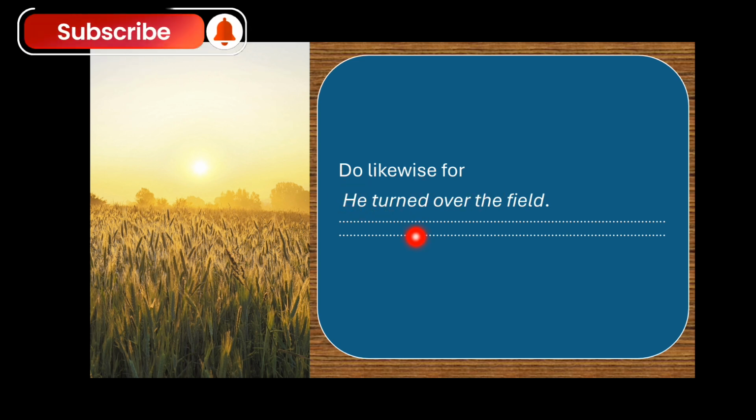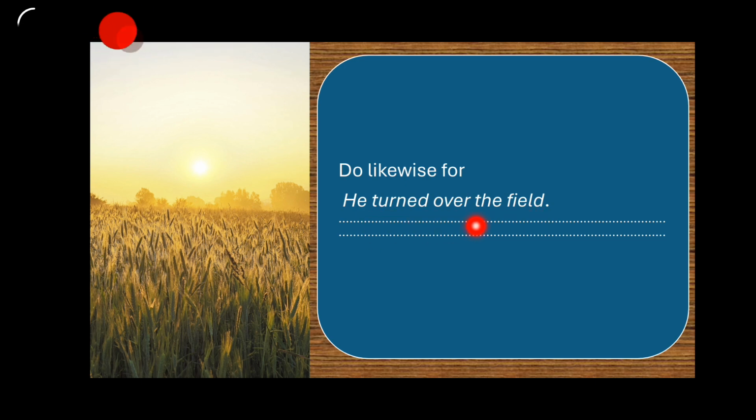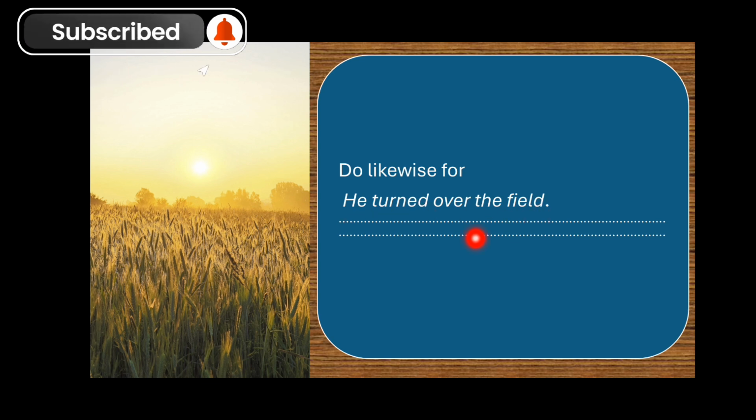Do likewise for he turned over the field. He turned over the field, so maybe he was plowing in the field and he turned over the field. Might be that he was a pilot and he crossed the field. So again, two different senses of the sentence, he turned over the field.